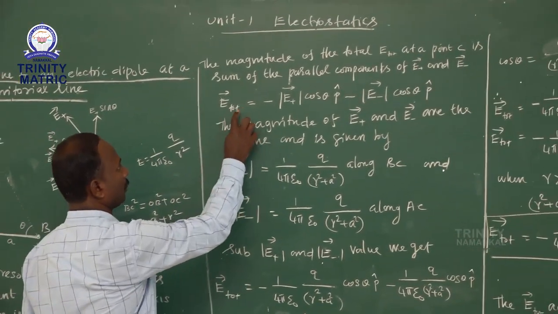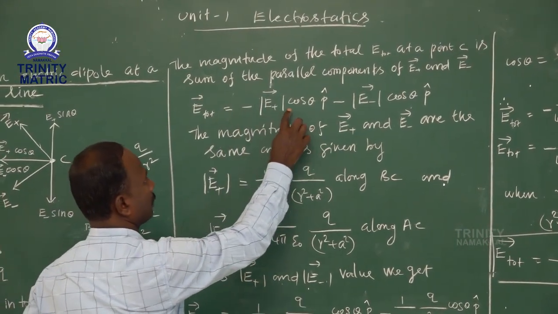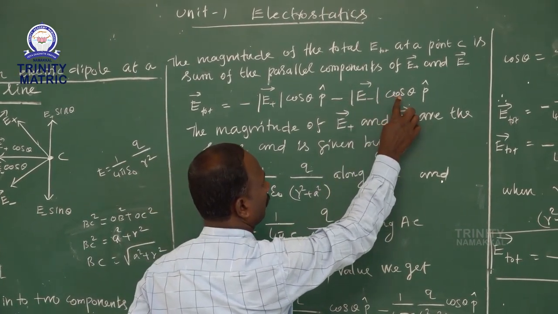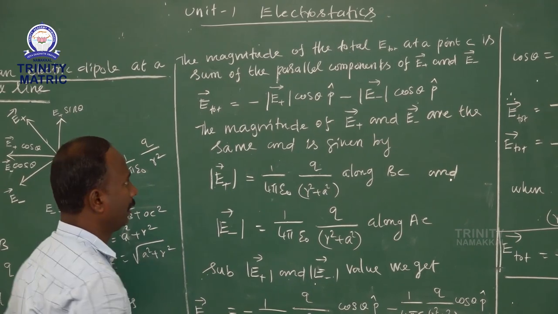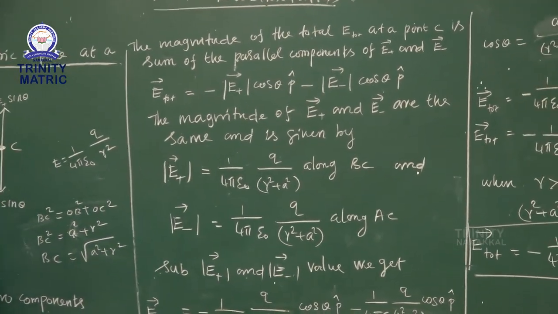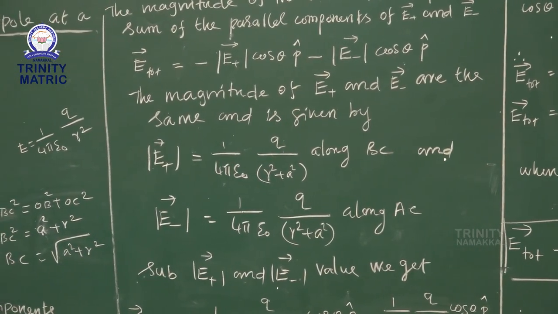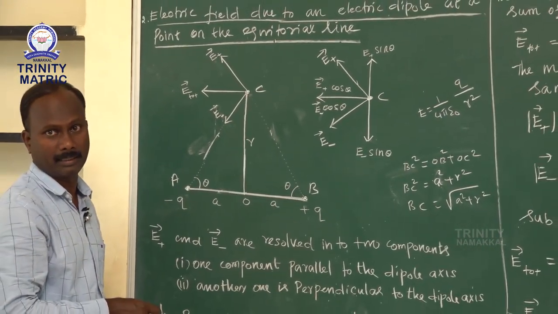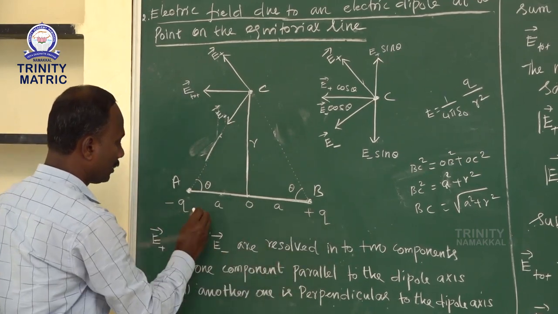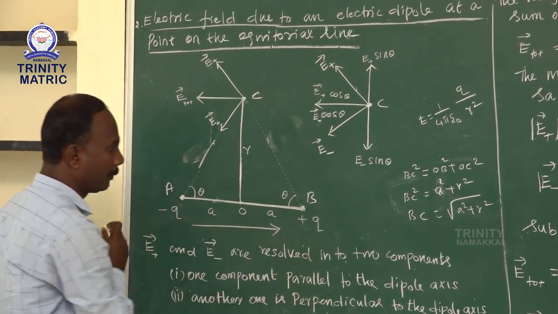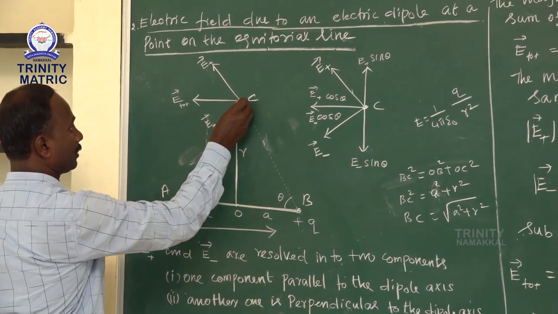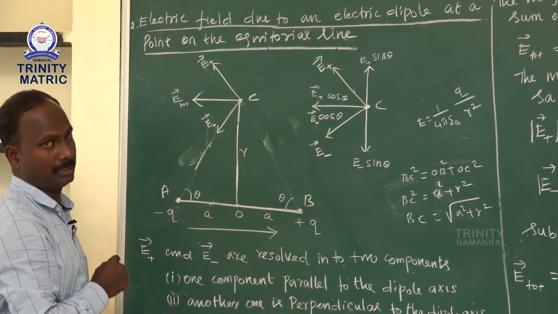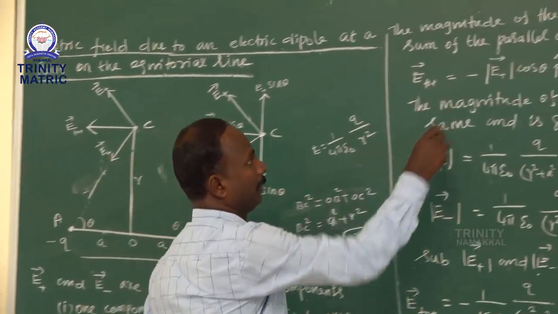Now E total is equal to minus E plus cos theta p vector minus E minus cos theta p vector. Here the minus indicates that the resultant field acts opposite to the direction of the dipole moment, because that is the axis. This is the direction of the axis of the dipole. But the resultant electric field we get is opposite to the direction of the dipole moment. That is why we put the minus symbol.